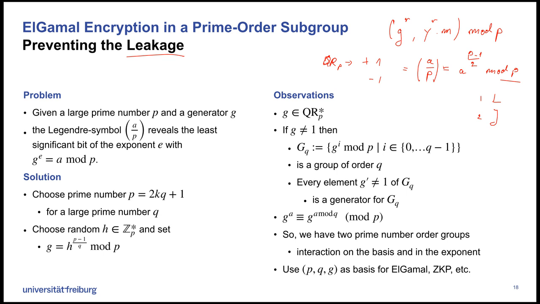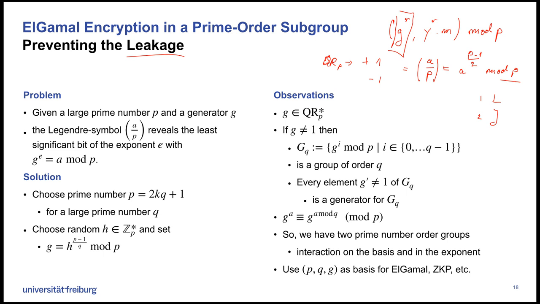So a generator will not be a square number. It will be a non-square number. That means you can test whether this number is a square number or not for free using the Legendre symbol by this definition. And that gives away the least significant bit of R, because if R is even, then it's a square number. If R is odd, it's not. So that is the leakage that we have. We have lost 1 bit of information.